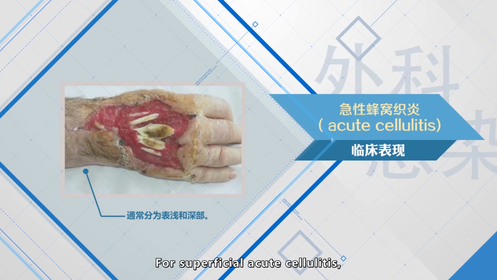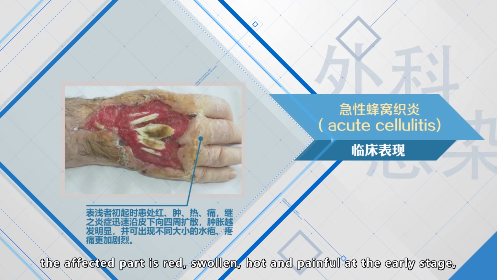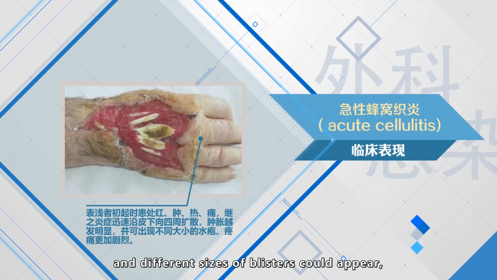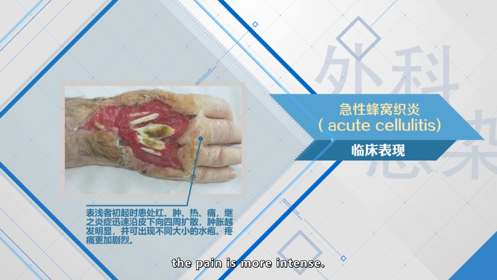For superficial acute cellulitis, the affected part is red, swollen, hot, and painful at the early stage, and then inflammation rapidly spreads along the subcutaneous tissue to the periphery. Swelling becomes more apparent and blisters of different sizes could appear. The pain is more intense.